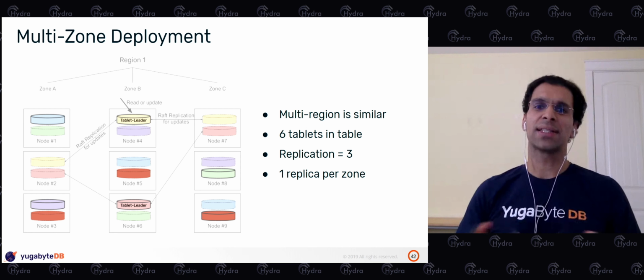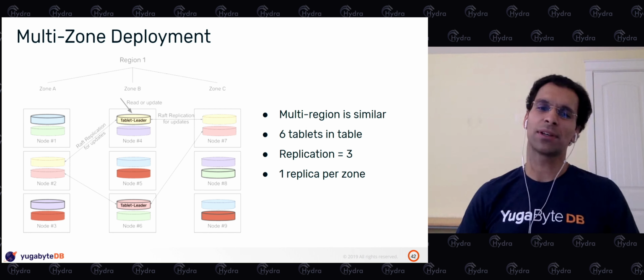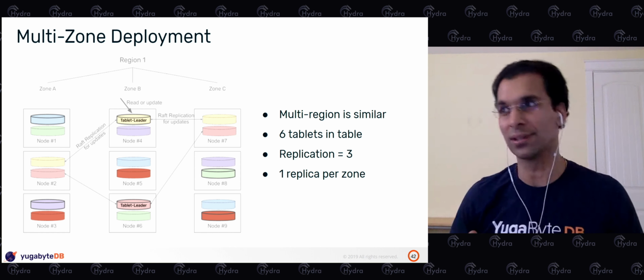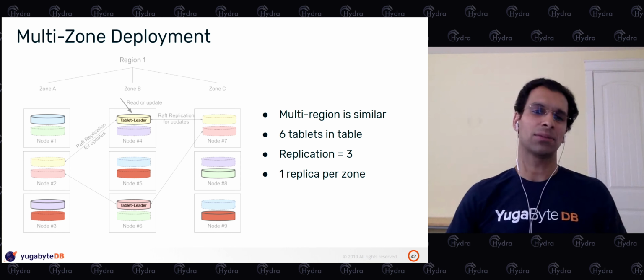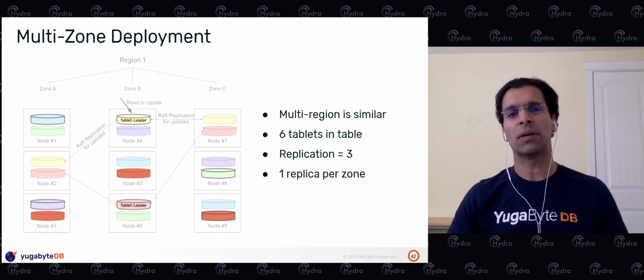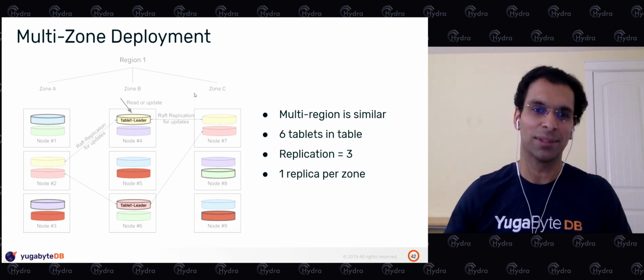So here's an example of a table with 6 tablets. We're just using 6 tablets because it's a lot of work to put this diagram together. In practice we can have a lot more. By default, for larger tables, we try to create 8 to 10 tablets per node, and that would be very complicated in this diagram.